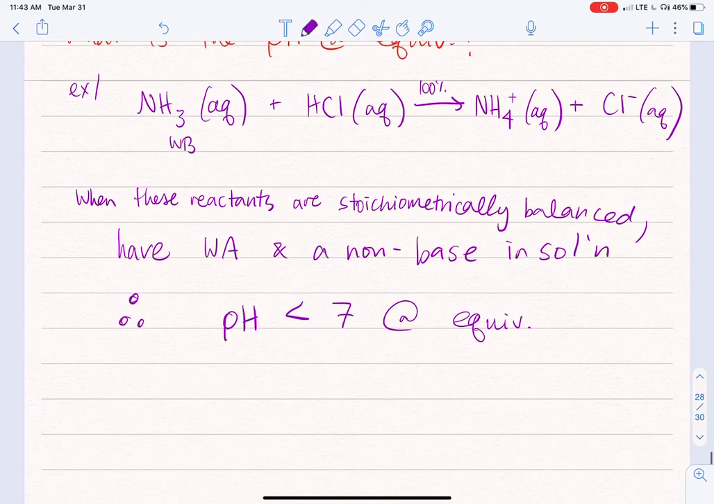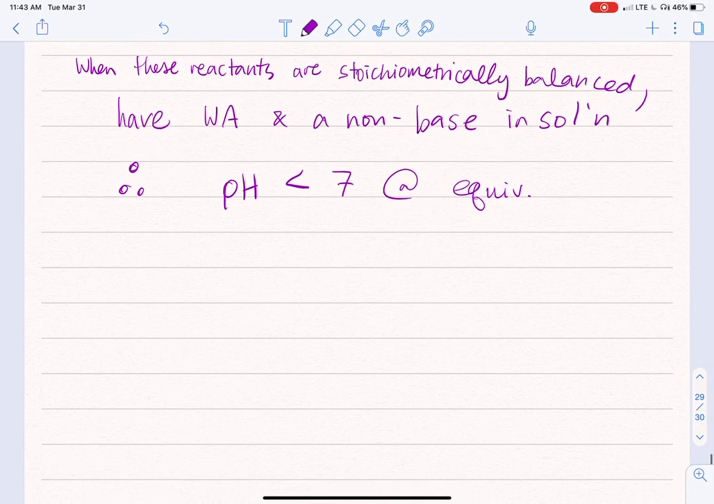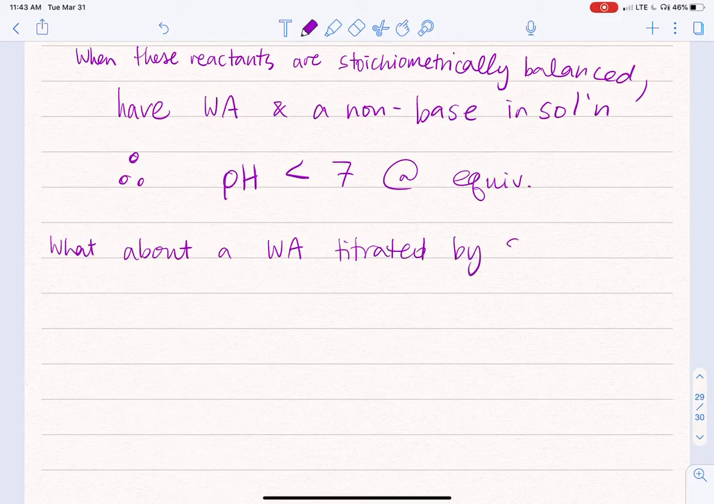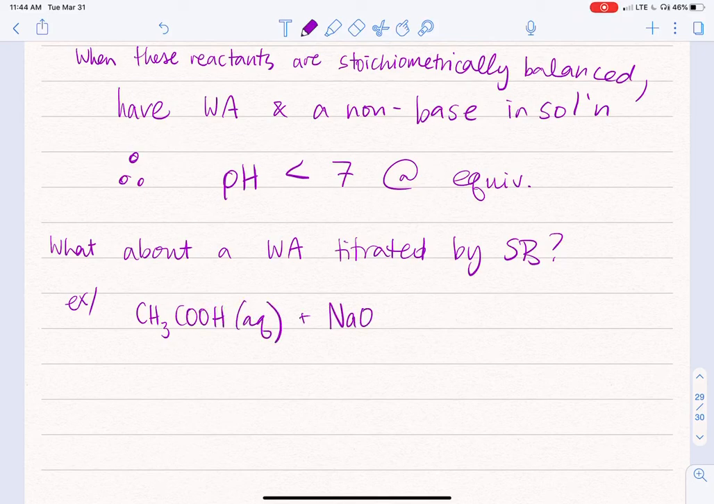Let's now, just quickly to tie this up, look at a weak acid titrated with a strong base. A weak acid titrated by a strong base. Let's give an example of that. Let's take acetic acid and titrate it with the strong base sodium hydroxide in aqueous solution.